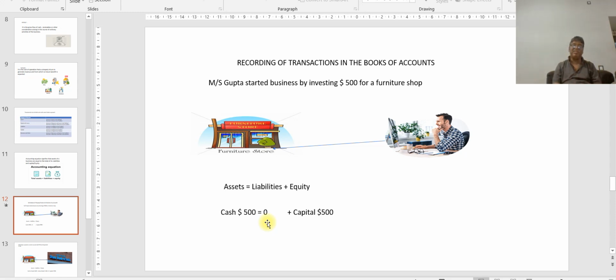So we will discuss it by means of some transactions. Recording of transactions in the books of Messrs. Gupta. Messrs. Gupta started business by investing $500 for a furniture shop. So for the business, cash comes in, that is, an asset is increased by $500. Then capital or equity increases by $500. So assets equal liabilities plus equity, that is, cash $500 is equal to 0 plus capital $500.